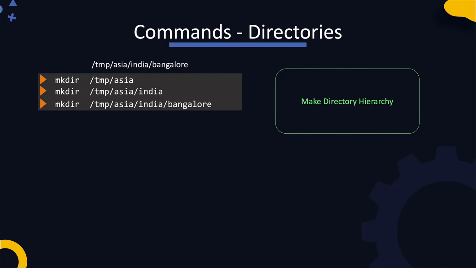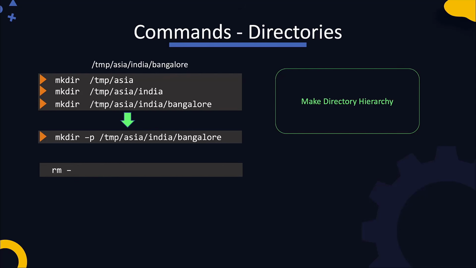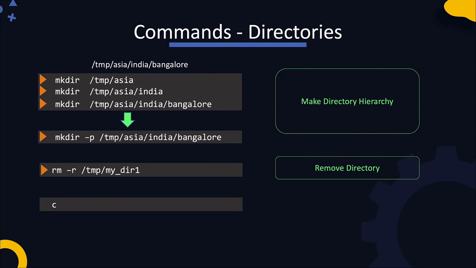A better way to do that would be to run a single command using the -p option like this. This way, it creates the entire directory tree in one shot and does not complain if a particular directory is not available. To remove a directory and all of its contents, run the rm -r command and specify the directory name. To copy one directory to another location, use the cp command, but with the -r option. This copies the directory and all of its contents from one location to another.